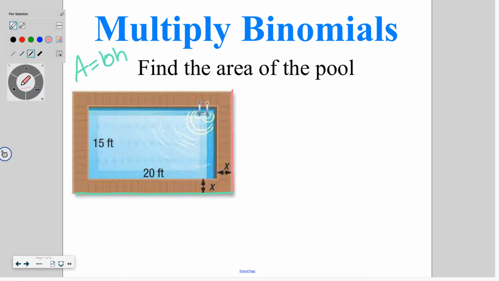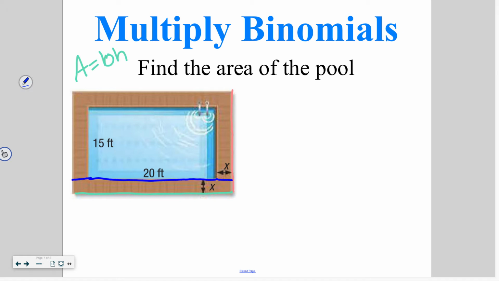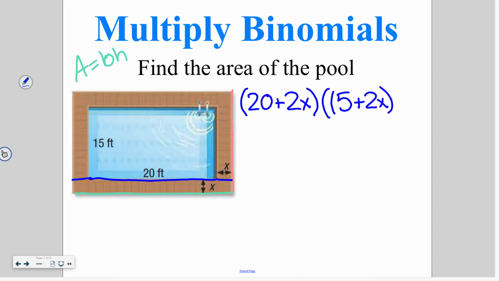If we are looking at our base, we've got 20 covering the part of the pool that has water, but then we've got an x on one end and an x on the other end. So that is going to give us 20 feet plus 2x for the cement part on either side. Similarly, if we're looking at this vertical part, we've got a 15-foot area plus our 2x dimensions for the sidewalk. So we've got our binomials now that we can multiply.